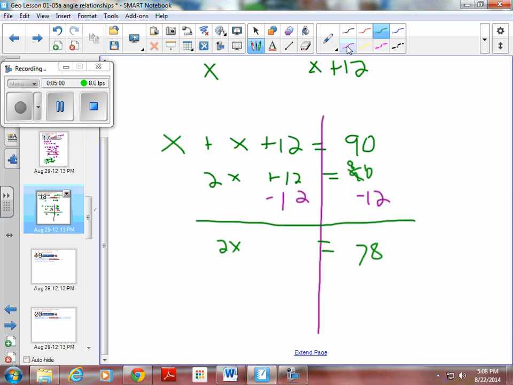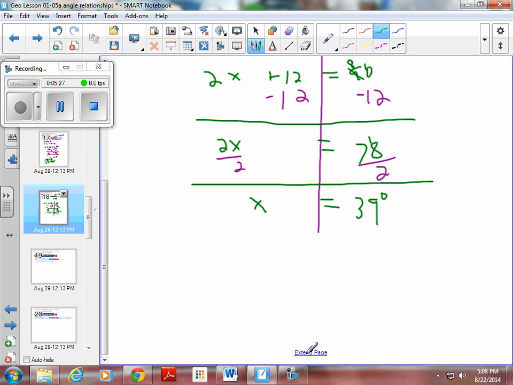Okay, and then you'll want to divide both sides by 2, divide by 2, and 2x divided by 2 is x, bring down my equal sign, and 78 divided by 2, 7 goes into 2 3 times, that would be a 6 with 1 left over, 2 goes into 18 9 times. So x is 39 degrees, and then the other one is going to be x plus 12.